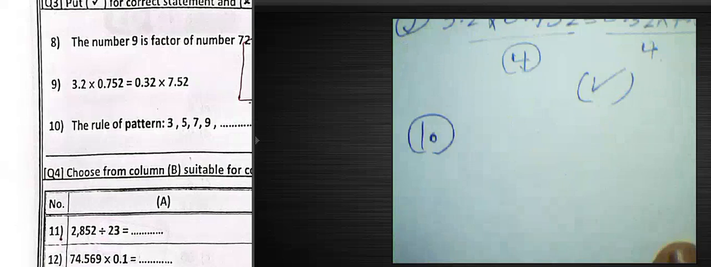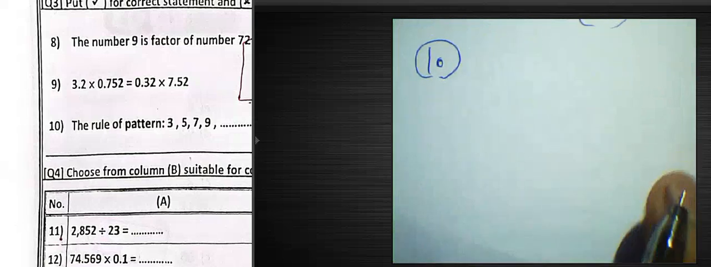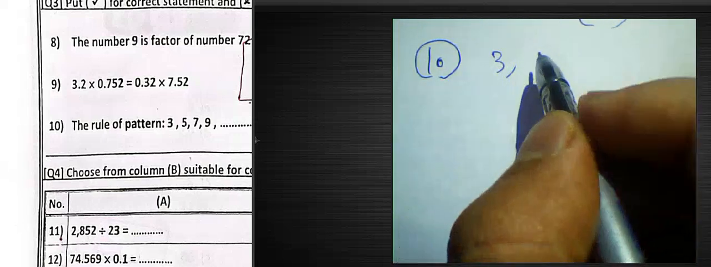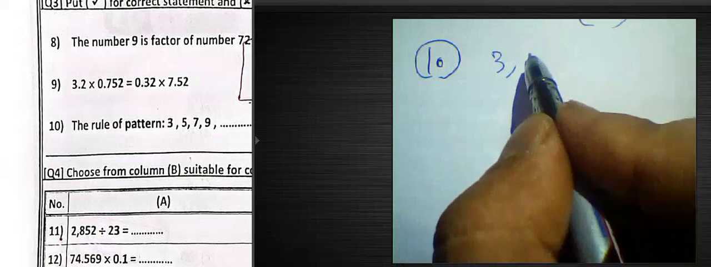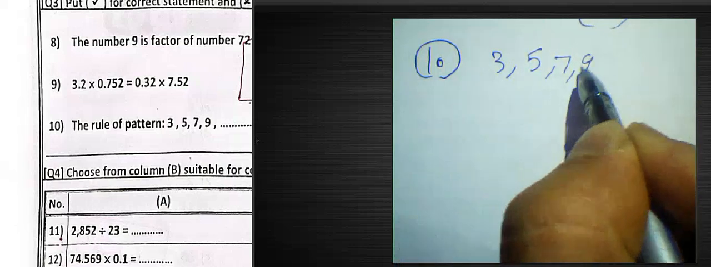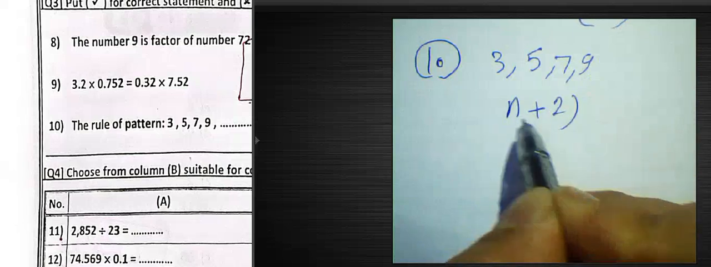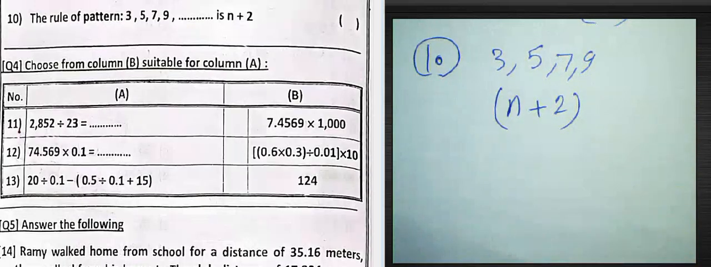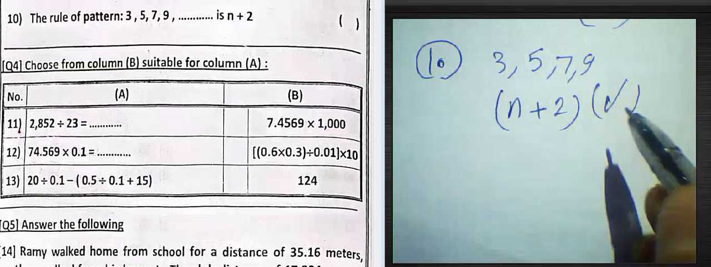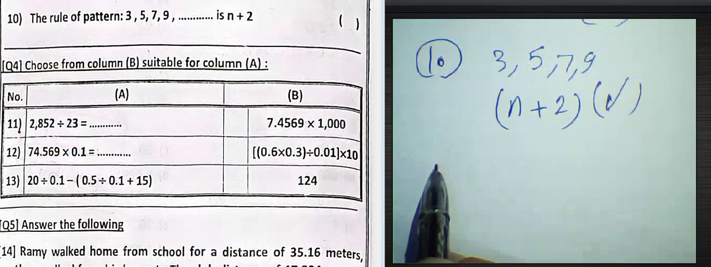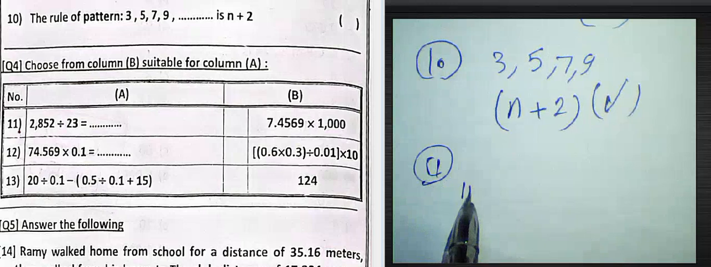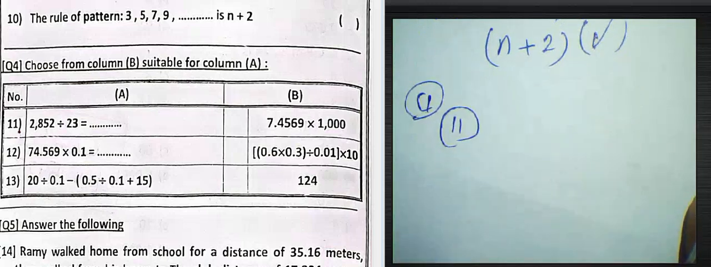Question number 10. The rule of the pattern 3, 5, 7, and 9 is n plus 2, so it will be true. Okay, question number 4. Question number 11 at question 4. Choose from column B.